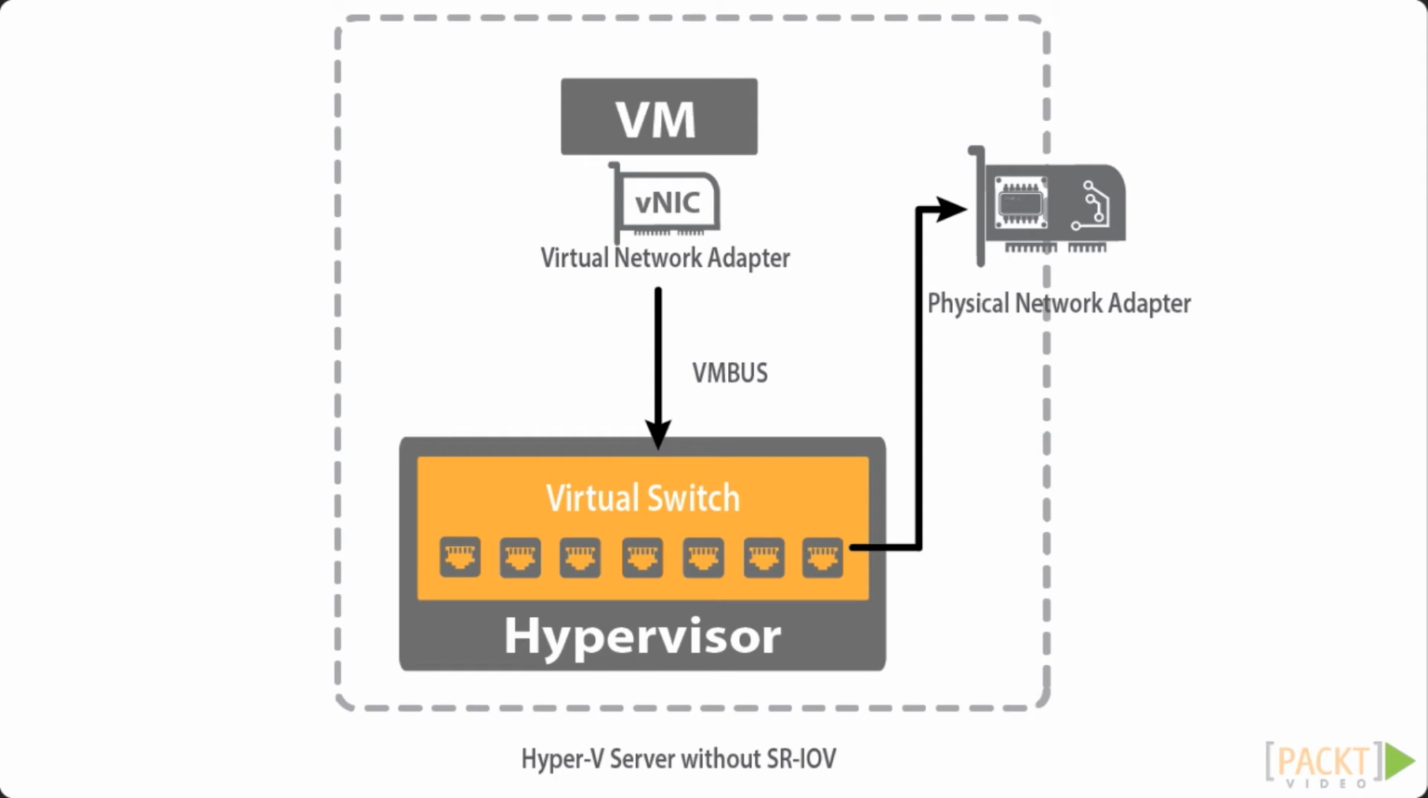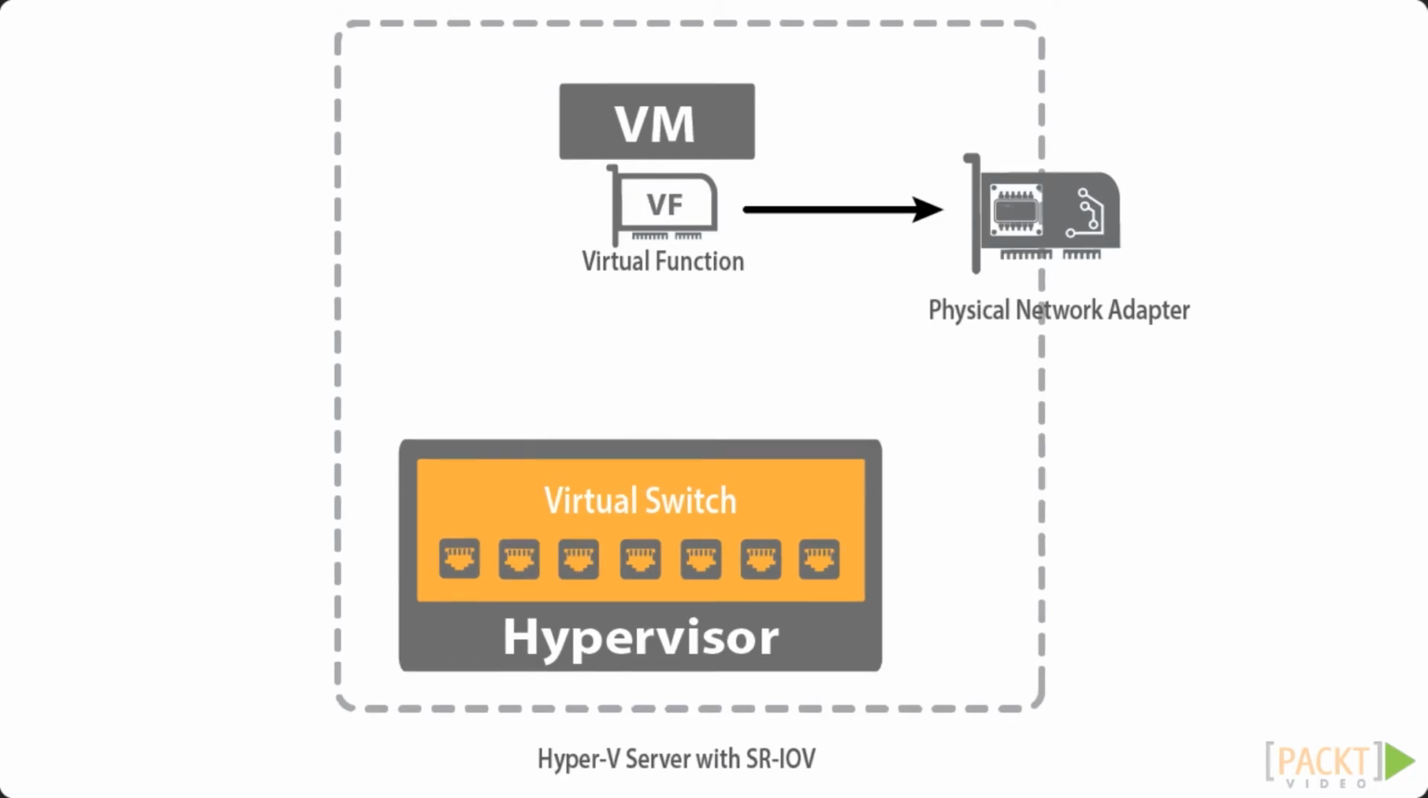Without SR-IOV, all network traffic must go through and be processed by the hypervisor and internal virtual switch. This is okay when you are building large general-purpose flexible clouds that use a common resource pool of compute, storage, and networking. This is also useful when you want to apply QoS policies, security policies, or use network virtualization.